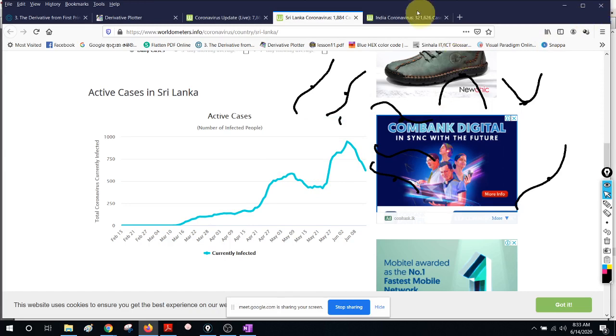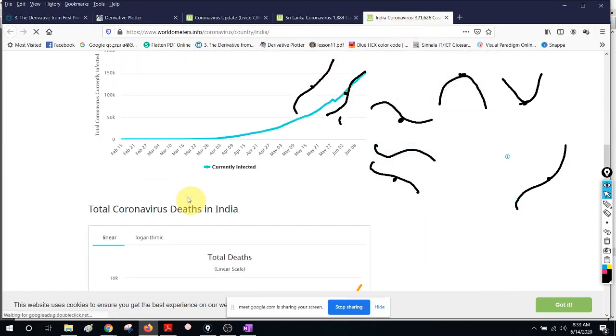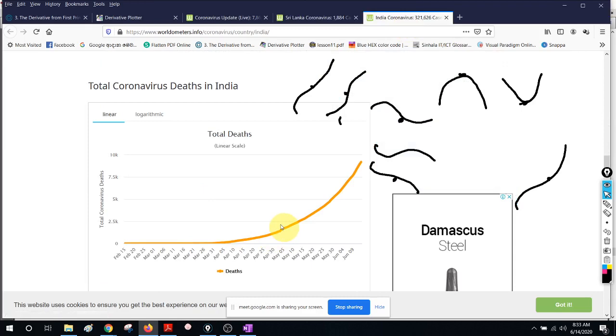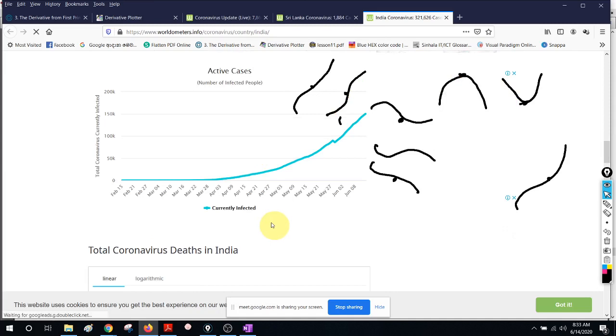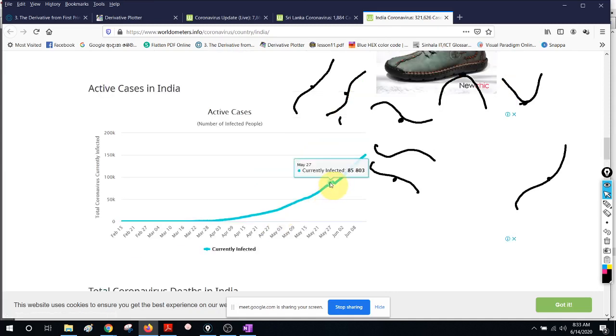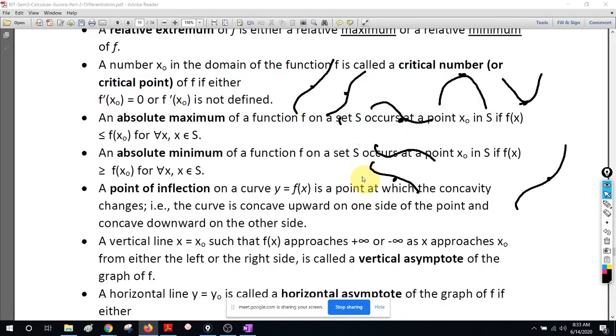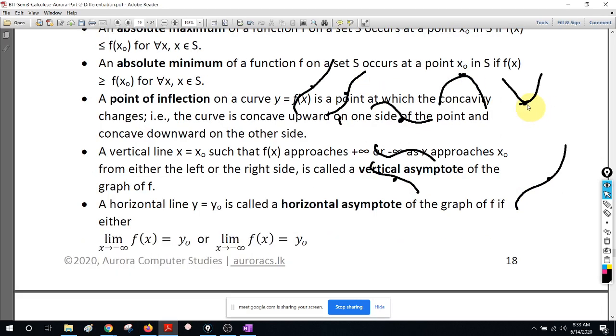Okay, but if you take something like India, the trend is pretty much going like this. Right? The active cases keep on moving up, keep on moving up. You can see at one point there was a hope of going down, but again it's going up, right? That is why we are interested in these things. That is why we have this graph, to take decisions, right? So this kind of thing is called a maximum. This kind of thing is called a minimum. These kinds of things are called points of inflection, right? Points of inflection.